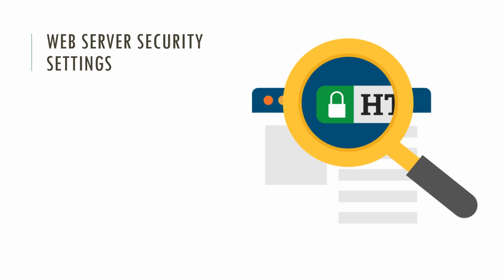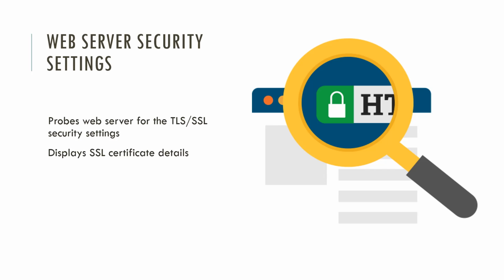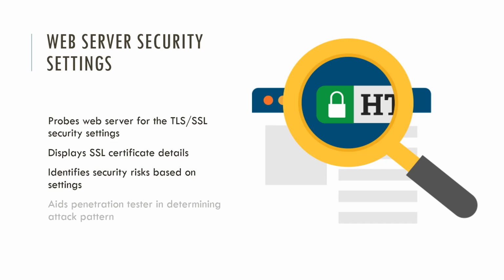So secondly, I went ahead and probed the web server for the TLS SSL security settings in order to try to determine any security vulnerabilities that may arise. The Web Ninja software will display these certificate details when the web crawl occurs, and if any common configuration issues are set up on that server, it will display these as warnings for the security professional to then take a further look at. These risks will be displayed in the report and can be exported for use in further testing.